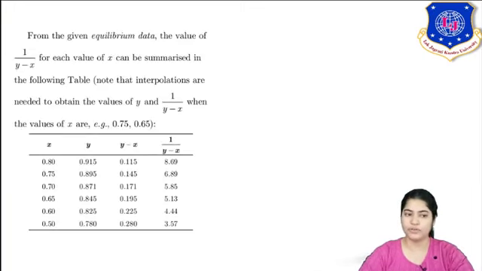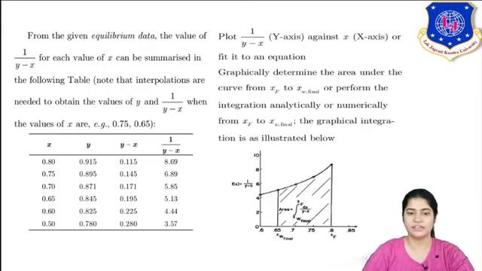Now, moving forward, how will you solve graphical questions? In the exam, X would be given, Y would be given. So you can find Y minus X and similarly 1 upon Y minus X. This is the mathematical value. We are talking about the area under the curve here. So what you will do is plot 1 upon Y minus X against X.